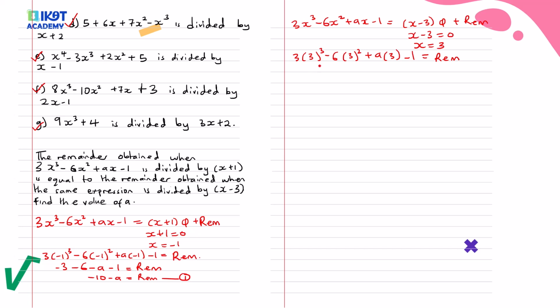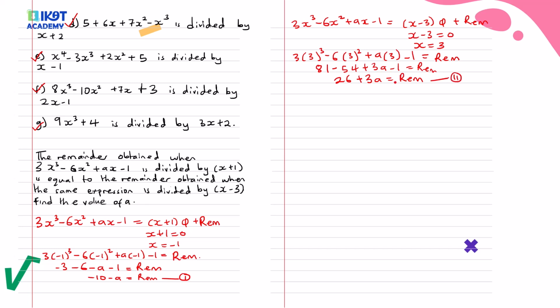So here we get 81 minus 54 plus 3a minus 1 is equals to the remainder. Just put this into your calculator, you get 26 plus 3a is equals to the remainder. But now the question says that the remainder obtained when the first expression is divided by the function is the same as this remainder, so they are the same.